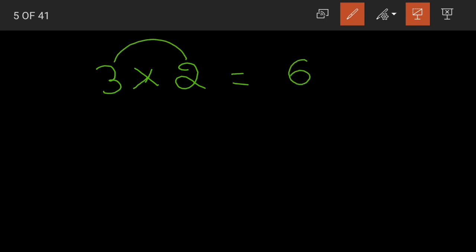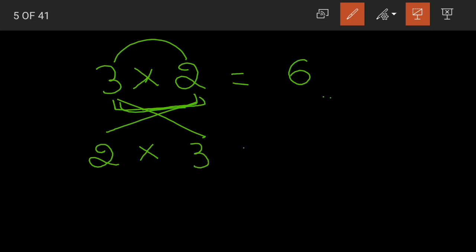First, let me explain this with small numbers. Say I am multiplying 3 and 2. Yes, what are 3 twos? 3 twos are 6. Now the order of these numbers, if I reverse it, that means 2 is written first and 3 is written second.